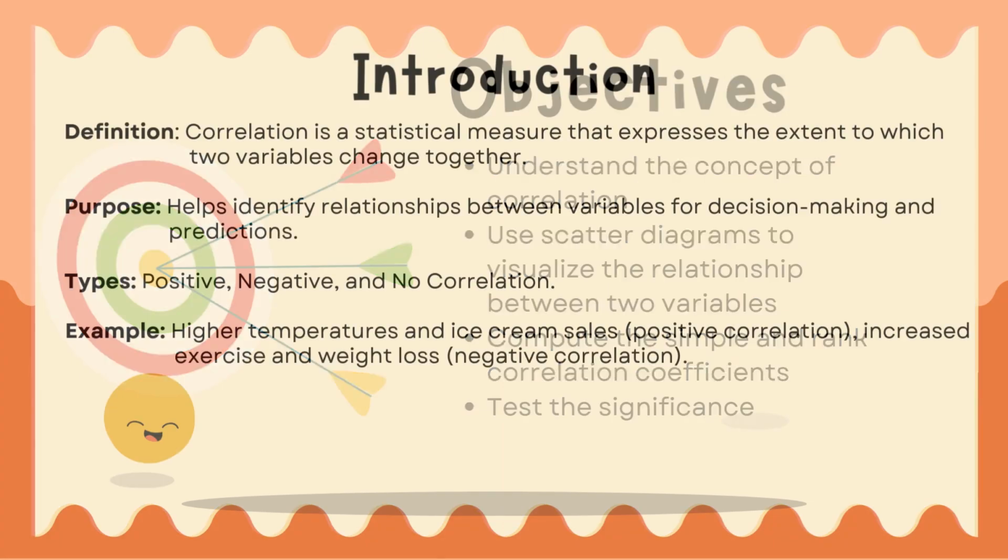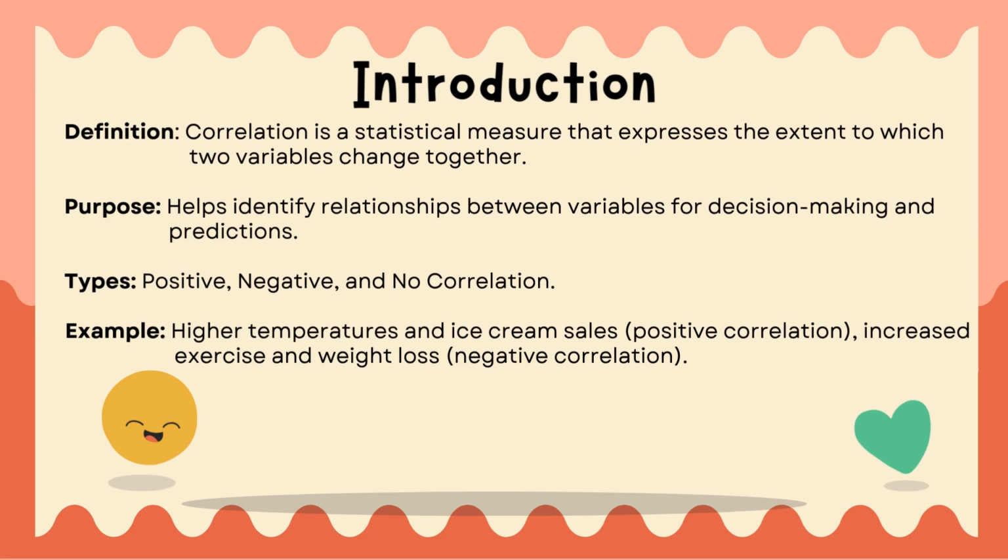correlation. In the introduction, correlation is a statistical measure that expresses the strength and direction of the relationship between two variables. Simply put, it tells us whether two things are related and how they move together. The main purpose is that it is used in various fields such as finance, marketing, economics, and social sciences to analyze trends and make predictions. It helps us to identify the relationship between variables, for decision making and making predictions.